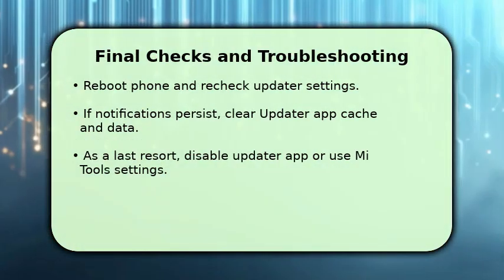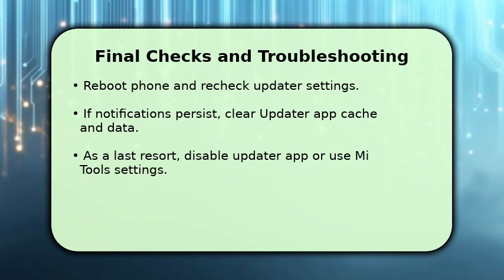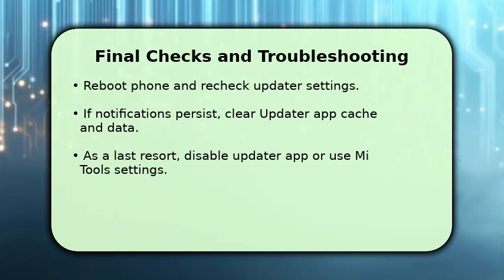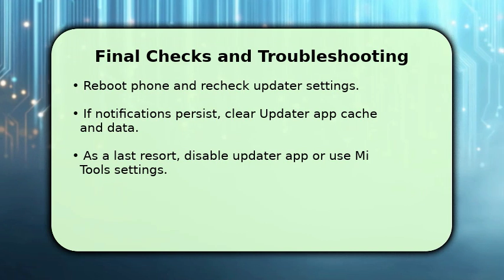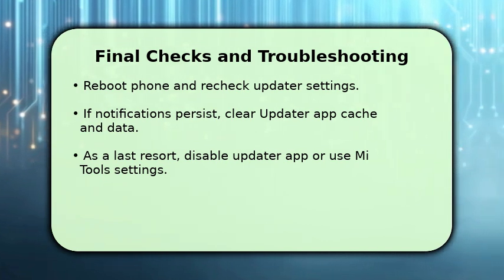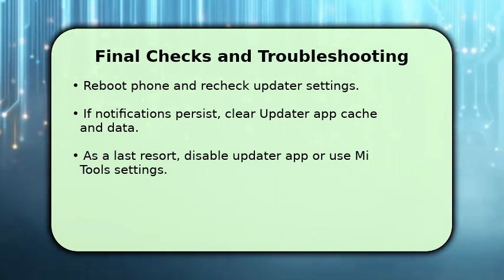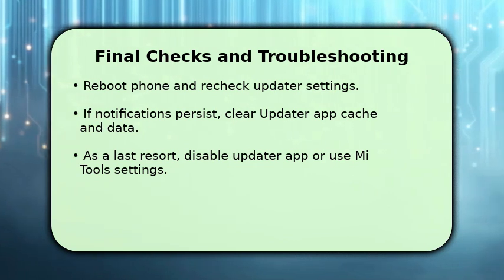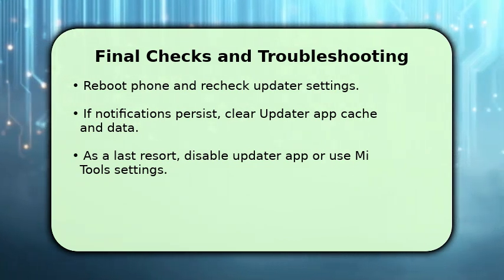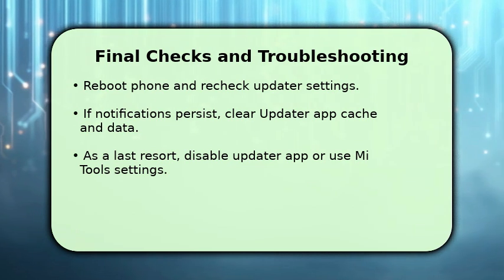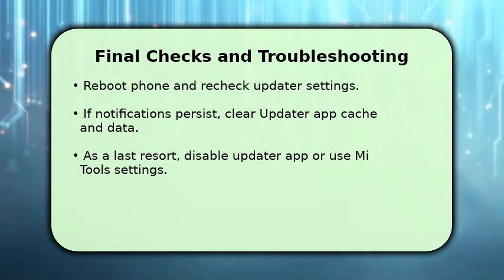Finish by rebooting the phone and rechecking the Updater settings to ensure your toggles remained off. Some MIUI builds reset preferences after a restart. If notifications continue, go to Settings, then Apps, then Manage Apps, find Updater or System Updater, and clear cache and data. Then reapply the disable switches.